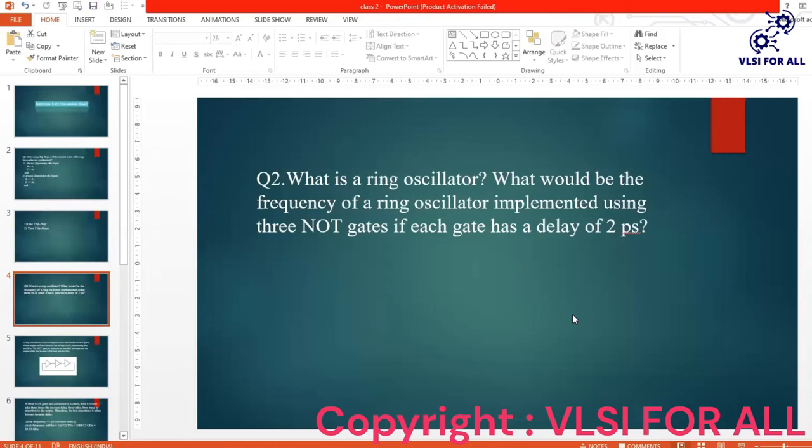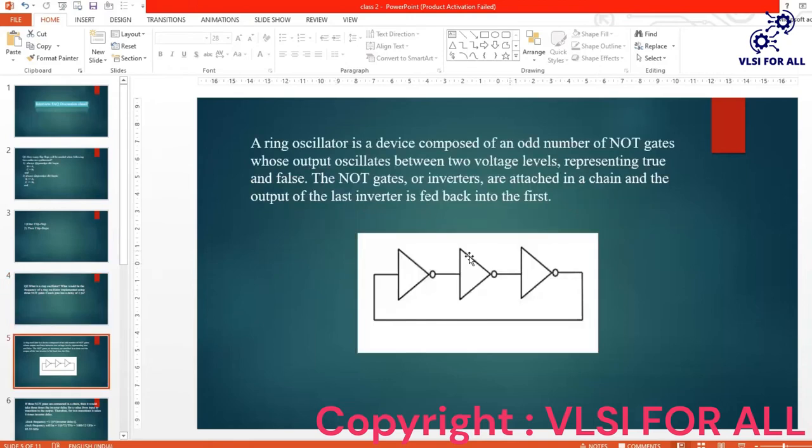Can anyone tell me what a ring oscillator is? Yes, so I'll explain. A ring oscillator is nothing but an odd number of NOT gates connected one after another. So you can see this is the ring oscillator. This is how the ring oscillator looks.